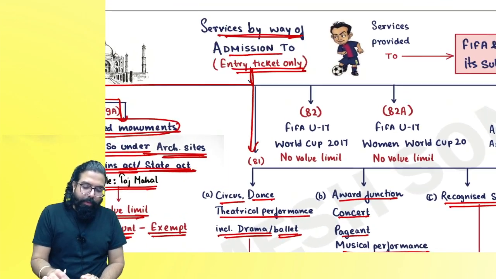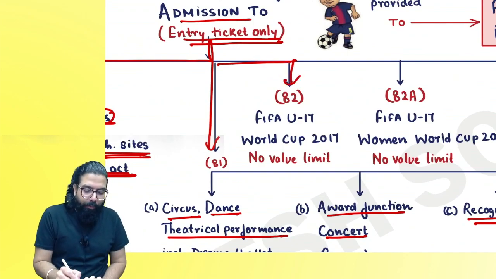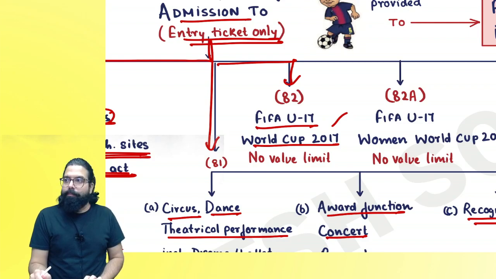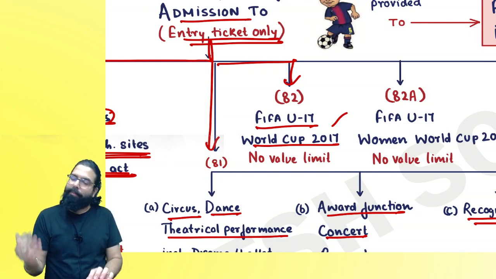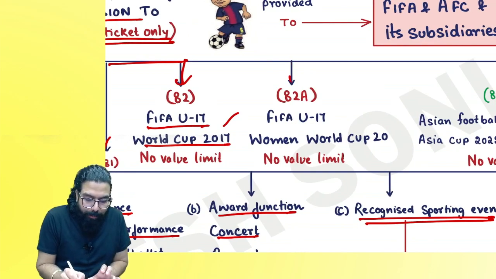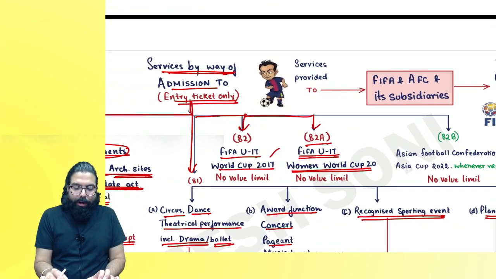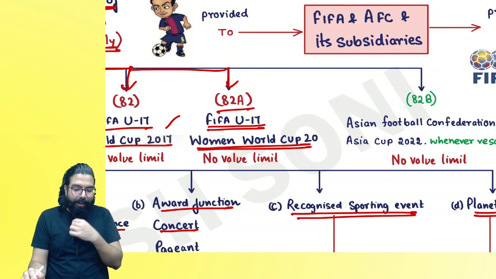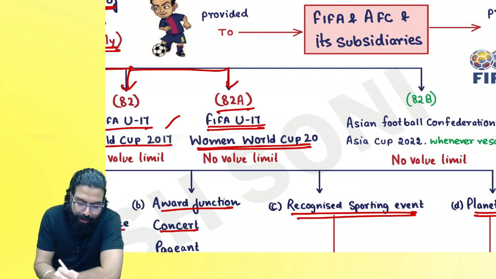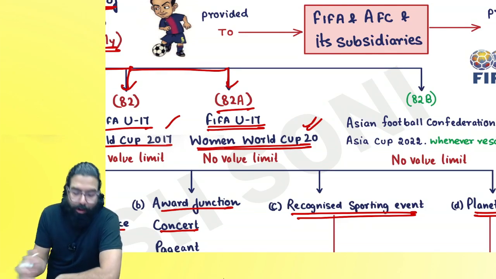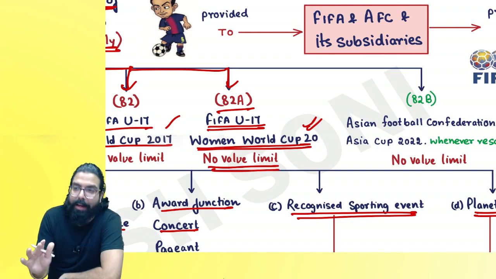Now, the FIFA Under 17 World Cup happened in 2017. The tickets which were sold, GST was exempted. Forget it. Then the next one, entry number 82A, FIFA Under 17 World Cup, which is going to happen. Now, listen to me very carefully. World Cup 2020, when the entry ticket is sold, on that also there will be no GST.